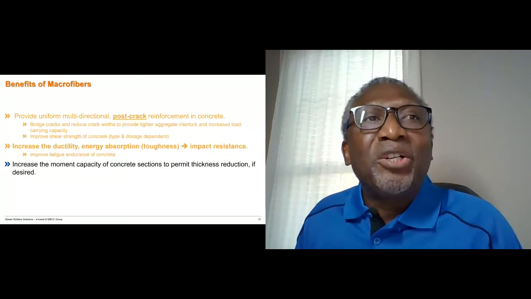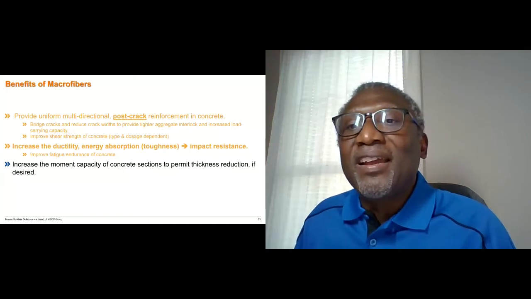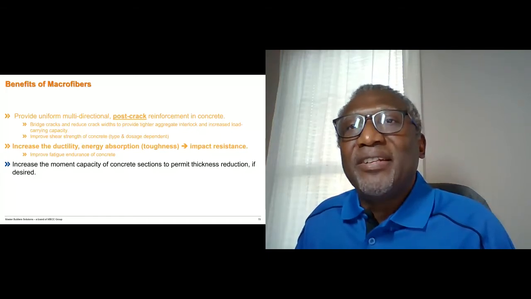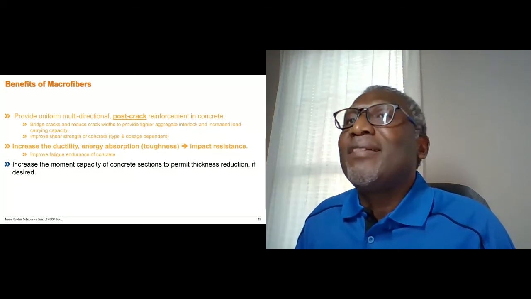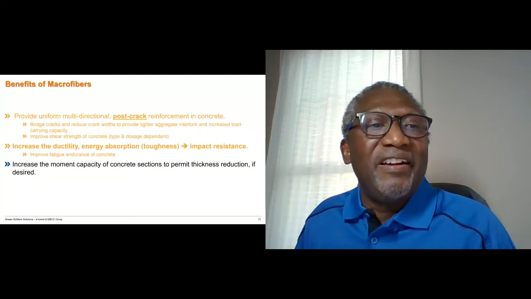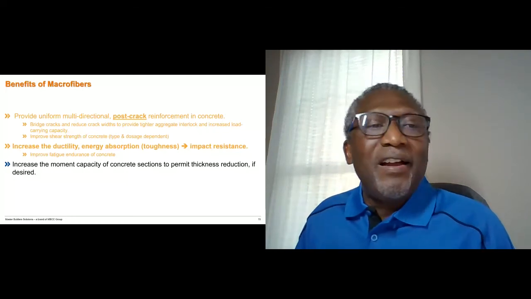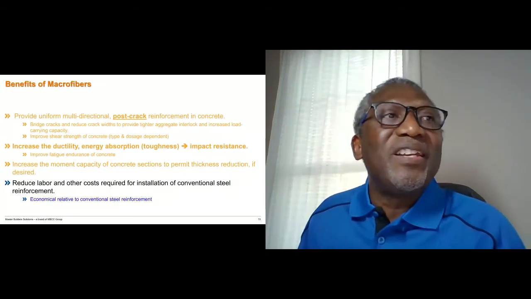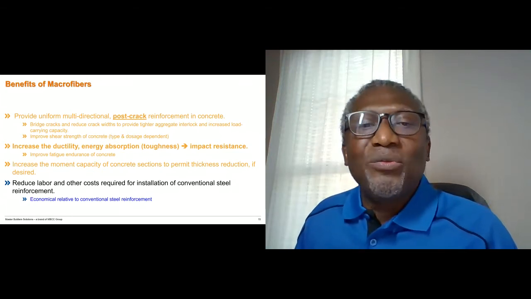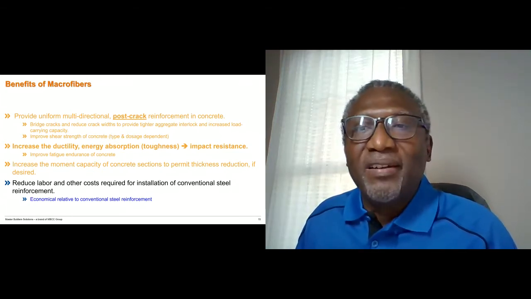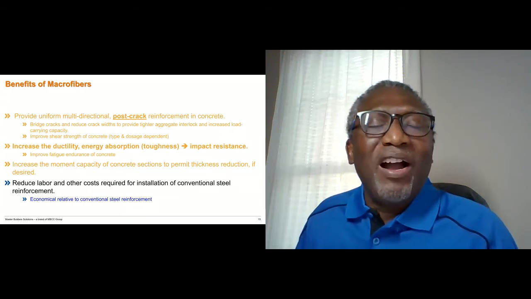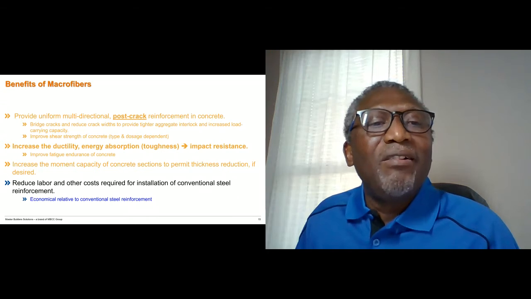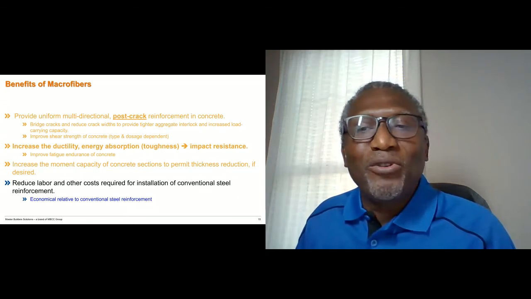Now, fibers also increase the moment capacity of the concrete sections. And as a result of that, depending on the dosage that's used, a thickness reduction may be permissible if that's desired. And then finally, fibers basically reduce labor and other costs that are associated with the installation of conventional steel reinforcement. So this is essentially a benefit for the contractor. And fibers overall tend to be economical relative to the use of conventional steel reinforcement for temperature and shrinkage purposes or in other applications.